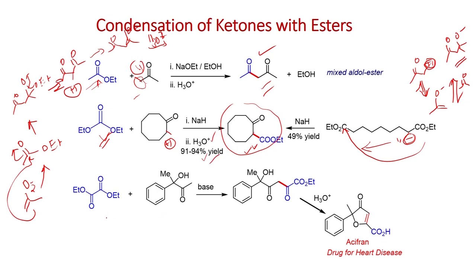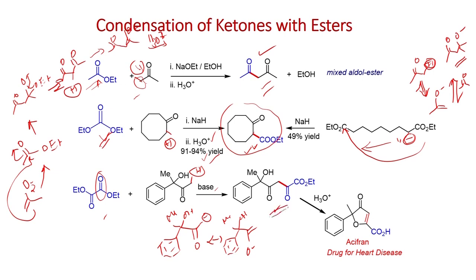Here is another example, diethyl oxalate. You can also try to couple this. You can deprotonate this acidic proton with the base, and that enolate can undergo an addition reaction with the carbonyl group of this diethyl oxalate to give this addition product after aqueous workup.